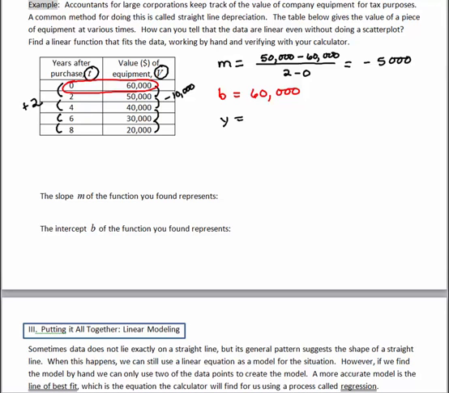Okay, well that tells me that my equation is actually y equals m, or -5,000x, plus b, or 60,000. And if I want to write this in function notation using the variables in the problem, the y is actually the v. So I'm going to write v of t, since it's going to depend on the time, equals -5,000. And again, the x is actually the t value here. So -5,000t plus 60,000.